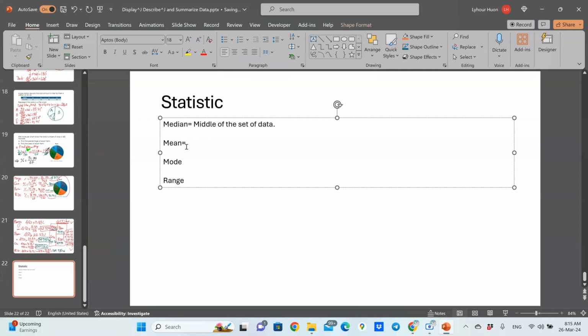How about the mean? The mean is the average. The mean simply means the average. Let's say the mean, or the average, is the measure of the center of the set of data.